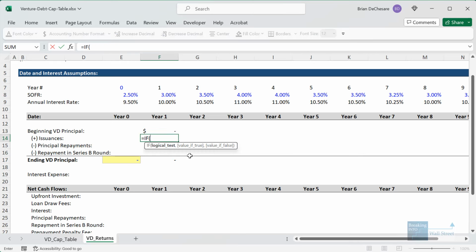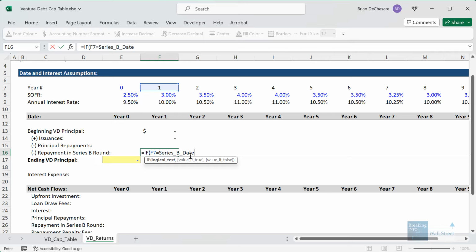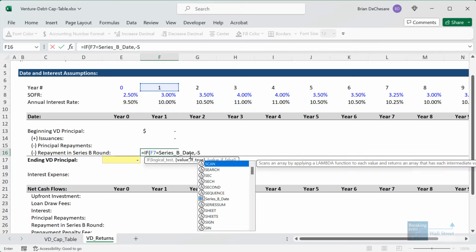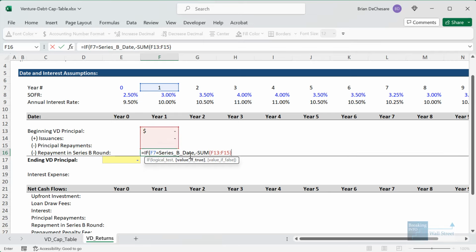It's just a date check. So we look at the year number, and if this is the year of the venture debt issuance, the VD_date, we link in the principal amount that gets issued. Otherwise, we say 0. Now, for the repayment in the Series B round, this is also pretty simple. We just look at the year number, and if this is equal to the date of the Series B round, Series B_date, then we sum up everything above and we assume full repayment.